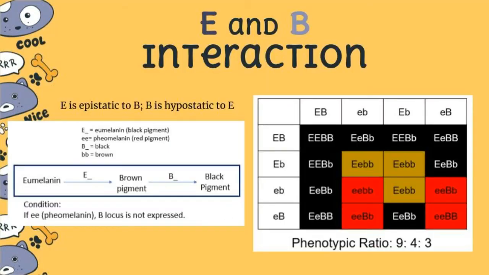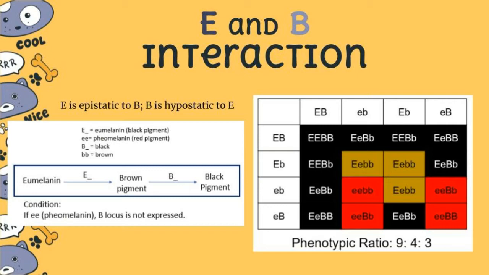The first interaction we're going to discuss is the interaction between E and B loci. The interaction between E and B loci is a form of interallelic interaction. Specifically, it is a recessive epistatic interaction, wherein E is epistatic to B because if E produces a homozygous recessive genotype, it masks the effect of B.